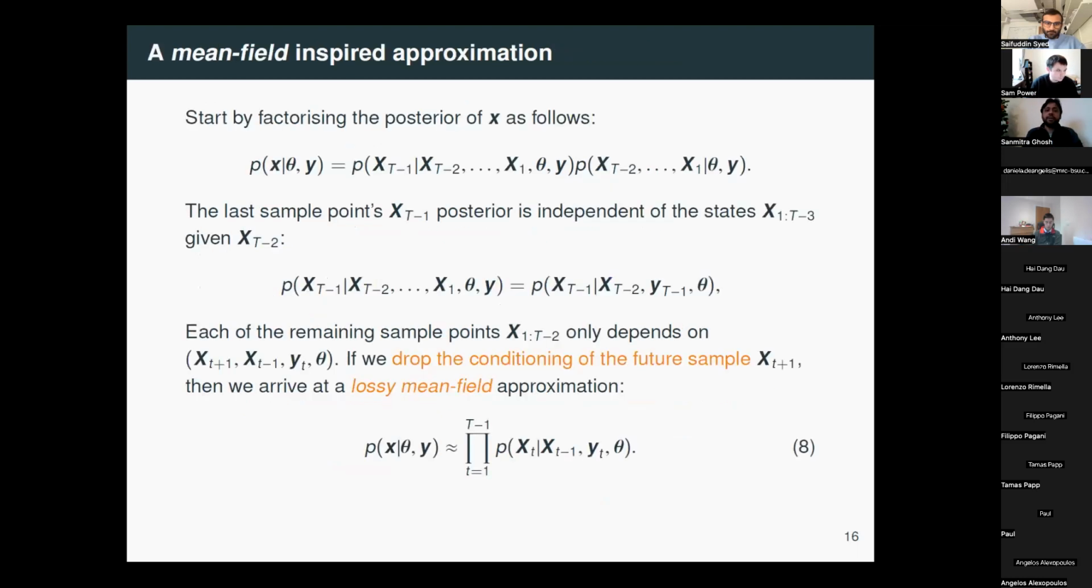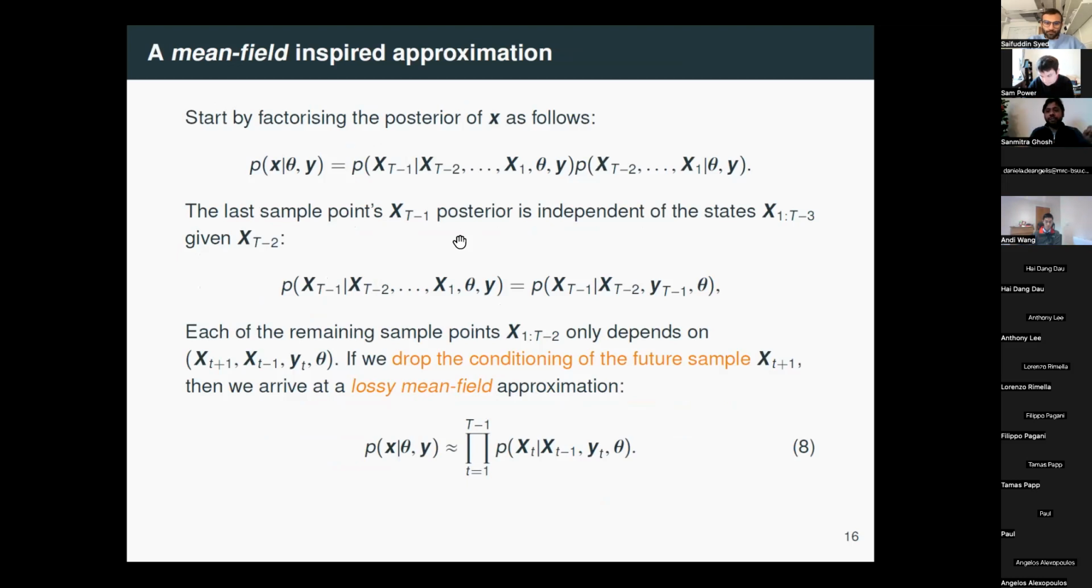All right, so coming back to the idea of the mean field inspired approximation. The first thing I want to do is that if I look at the last time point of the HMM, the hidden state, we know that that's independent of everything else except its corresponding output, y t minus 1, and just the sample point before it.